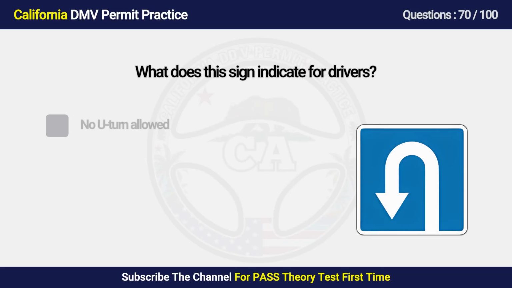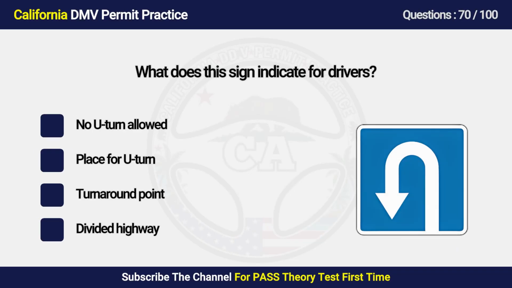Question 70. What does this sign indicate for drivers? A. No U-turn allowed. B. Place for U-turn. C. Turnaround point. D. Divided highway.